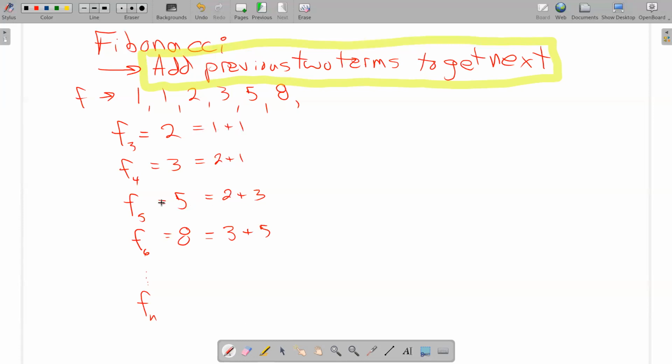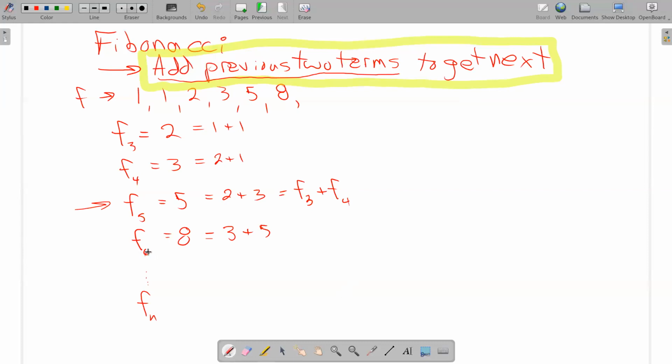Now, let's focus on, let's say, row F5 here. The 2, right, that's the third number in the list. So another way I could write this is I took the third number, 2 is the third number, and I added the fourth number, right? To get the fifth number, I take the third number and add it to the fourth number. Isn't that what this says right here? Add the 2 previous terms to get the next one.